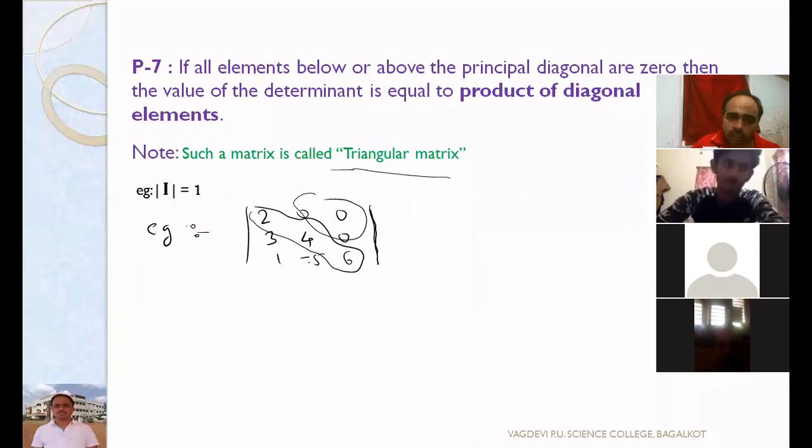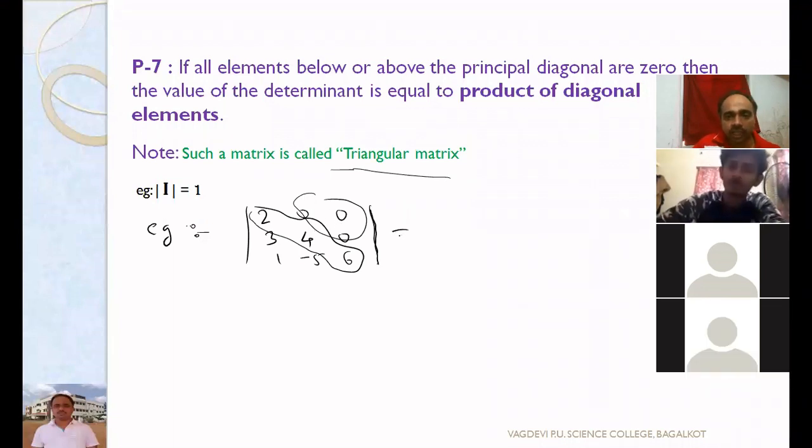Similarly, 3, 1, minus 5. Here also the elements may be 0, either above the diagonal or below the diagonal, either to the left or to the right of the principal diagonal. If they are 0, then the value of the determinant can be directly written as 2 into 4 into 6. So what is 2 into 4 into 6? It's 48. You can verify it by expanding in your notebook.